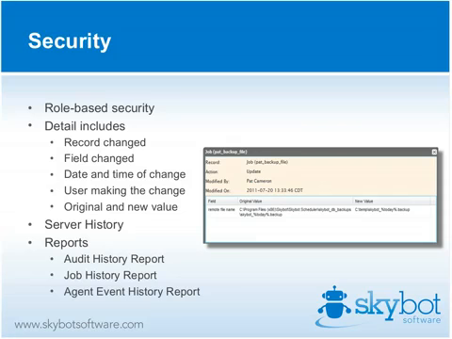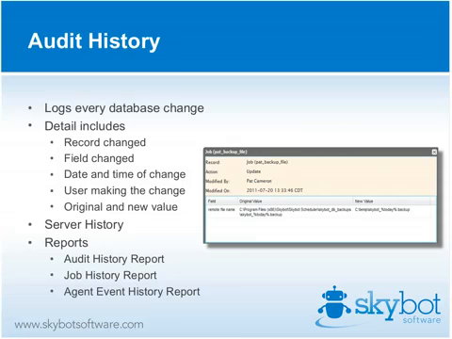And then auditing. We log every change to our database. So every time a job runs, we'll log that. Every time a job is changed, we log the record that was changed and the fields that were changed within that job. And then you can report on that information as well. So we're going to keep track of every change made to any of the objects within our database.